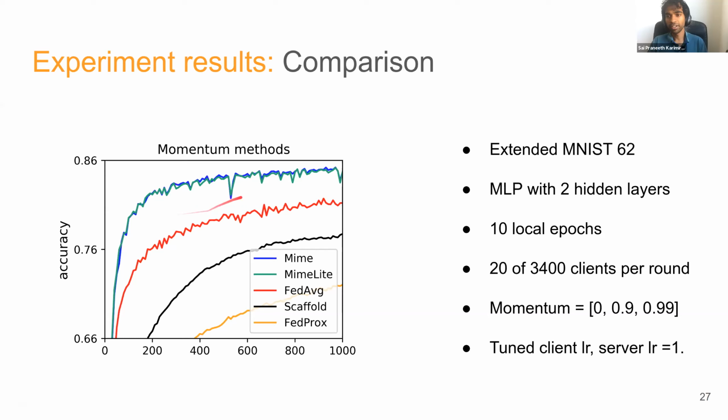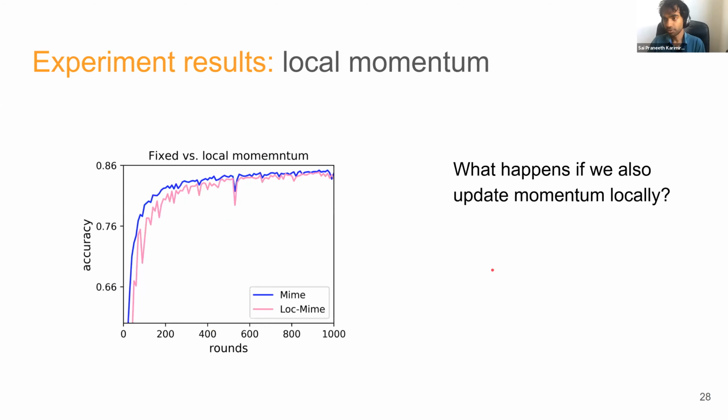I haven't really talked about what MIME and MIME-Lite is, but in the setting we talked about here, which is one client sample per round and full local client gradients, they're actually identical. They perform much better than federated average or SCAFFOLD or FedProx. And so experimentally, it does seem to work quite well. And here, we had some intuition that it is actually better to keep the momentum fixed and not update it locally. So we just test this experimentally.